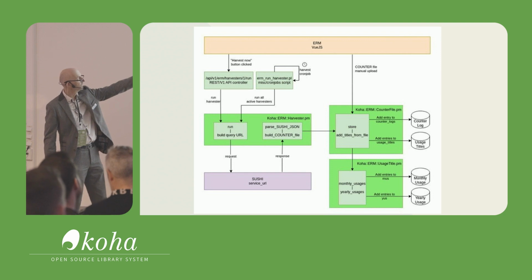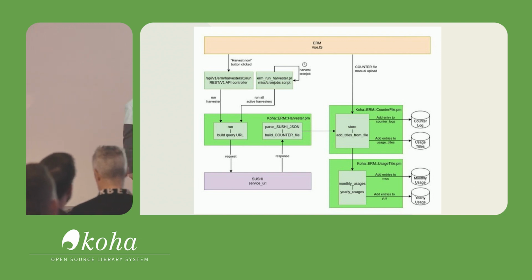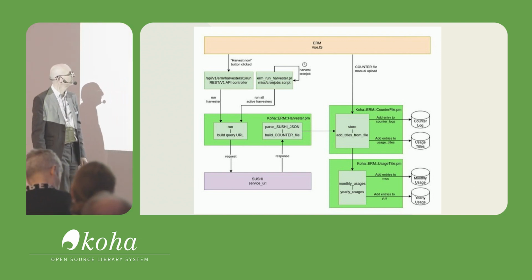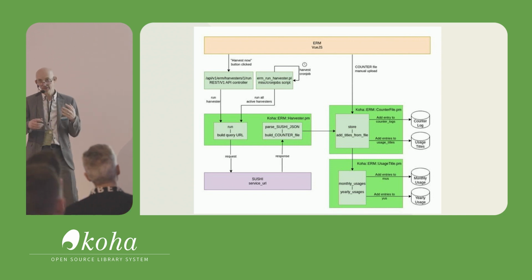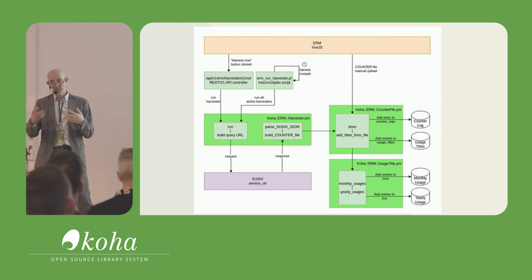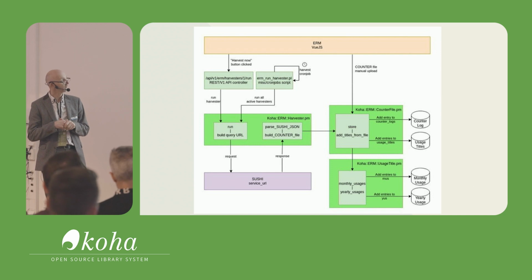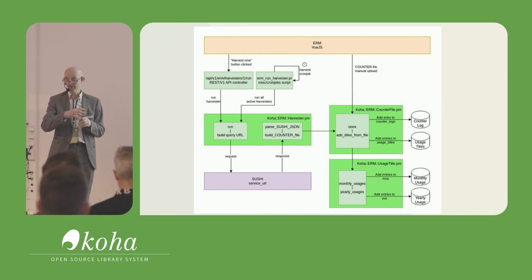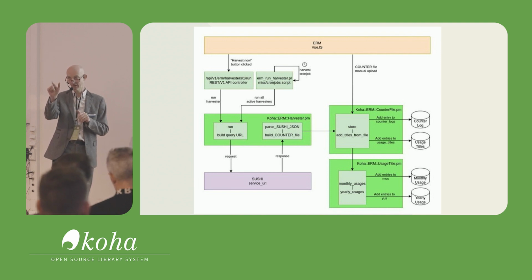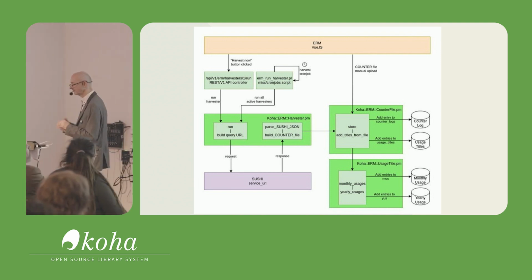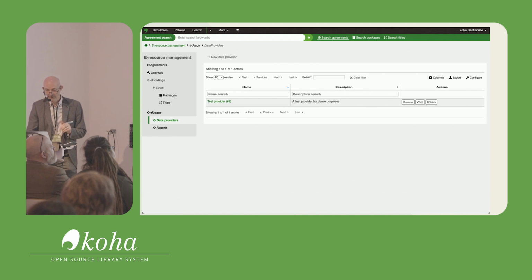And there is also a cron job, a new cron job that we've added. And what that does is it can run periodically, say once a month, and go back and harvest the statistics automatically for all the platforms that you've set up. That stops you having to just keep pressing the run now button. So this is what we've built.